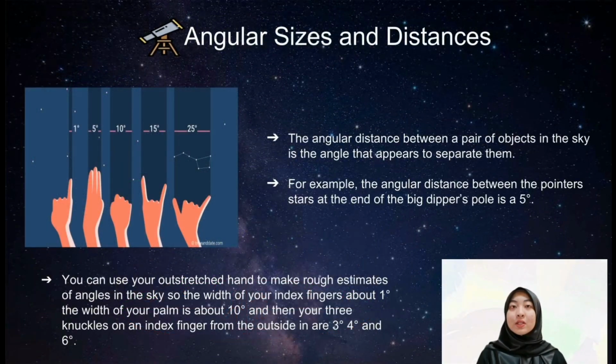And lastly, the angular sizes and distances. There are some ways to make some estimates. The angular size or angular diameter of an object is the angle that it appears to span in your field of view. For example, the angular sizes of the sun and moon are each about half a degree.